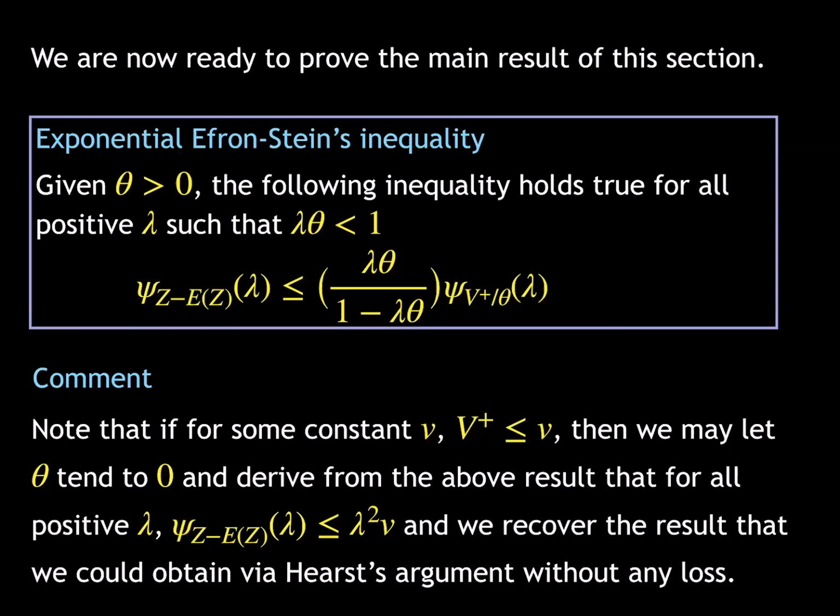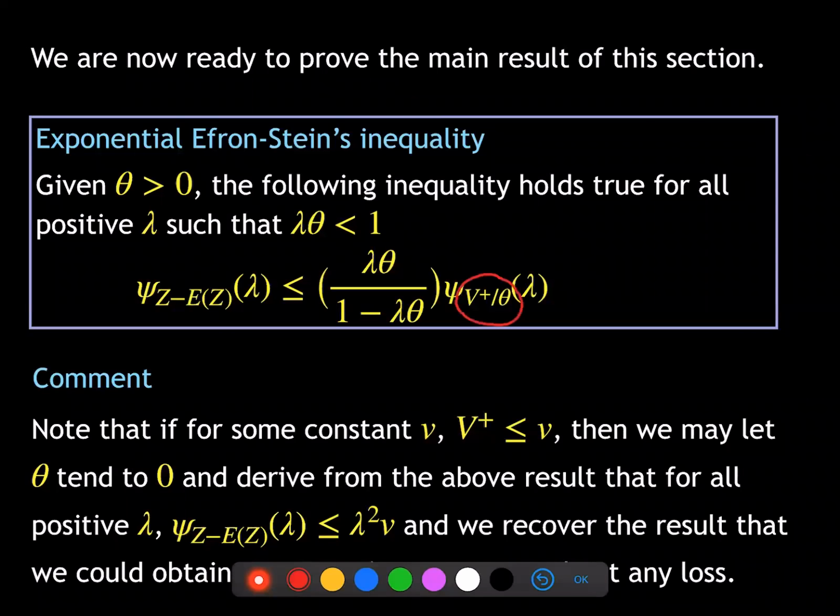And you can now ask yourself what can be done with this Efron-Stein inequality, this exponential Efron-Stein inequality, because here it's not over. You have this quantity here that you have to bound. And so it depends on the fact that you are able or not to control this V plus and the moment generating function of this V plus.